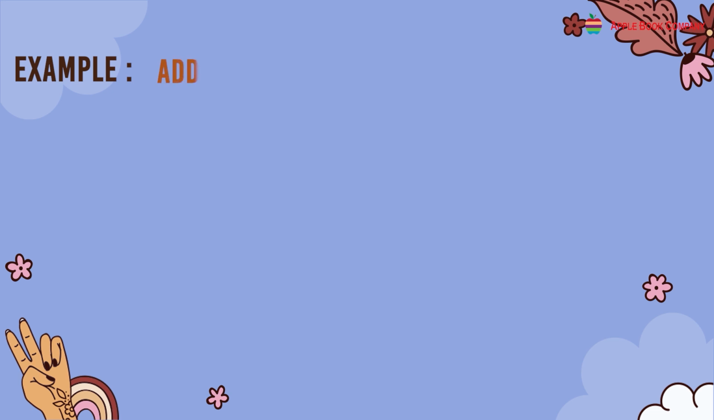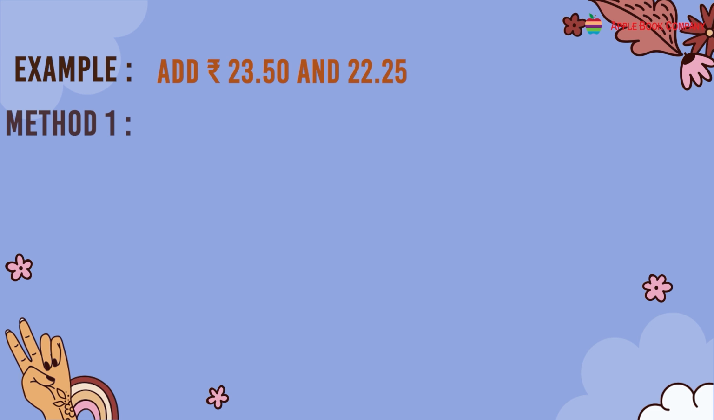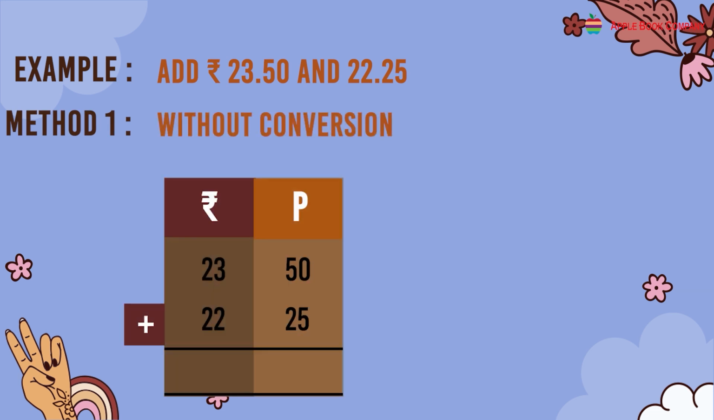Now let us learn addition of money. Example: add 22 rupees point 50 paise and 22 rupees point 25 paise. There are two methods to do it. Method 1, without conversion. Step 1. Write the amount in proper column. Step 2. First add the paise. 50 plus 25 is 75.